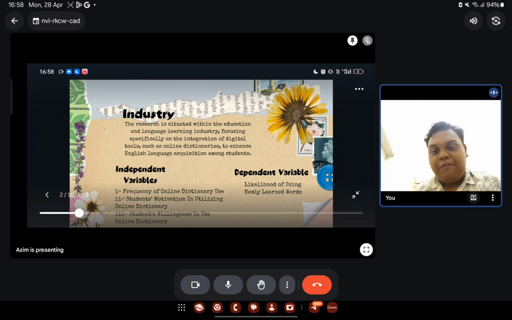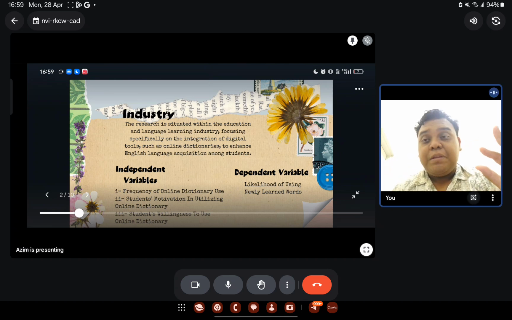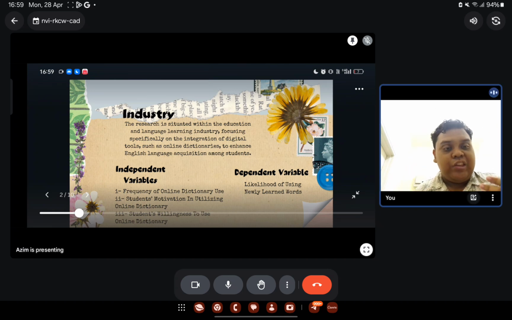Let's move on. Now, our first three variables are the independent variables. These are what we use to find out regarding this issue. First one is the frequency of online dictionary use. So whether or not an average English speaking student uses an online dictionary to look up words online when faced with curiosity regarding the meaning of the words.